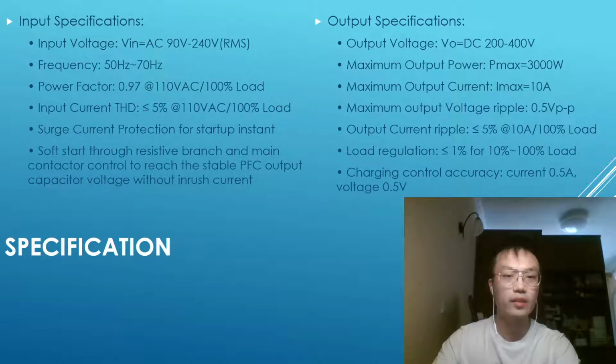This is the specification of the project. For input specifications, the input voltage is Vin equal to AC 90 volts to 240 volts. The frequency is 50 Hz to 70 Hz. Power factor should be 0.97, and the input current THD should be less than or equal to 5%.